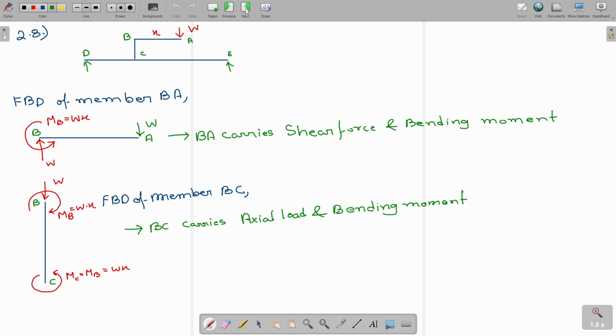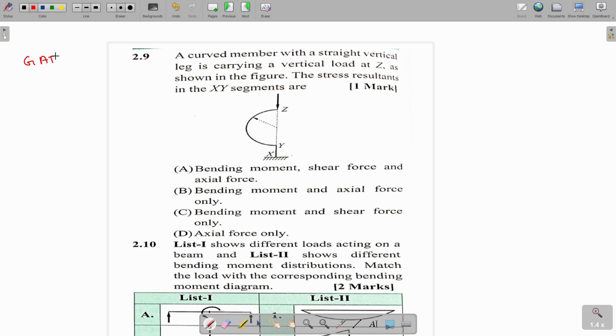Now for the next question, which came in the year GATE 2003. A curved member with a straight vertical leg is carrying a vertical load at Z as shown in the figure. The stress resultants in the XY segment are the resultant forces acting in the XY segment: bending moment, shear force, axial force, and so on.